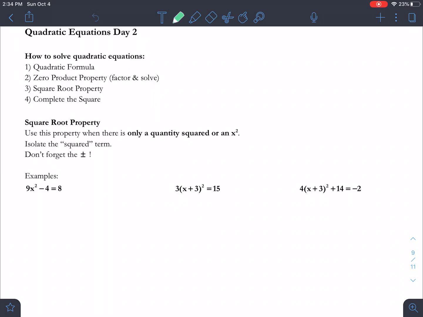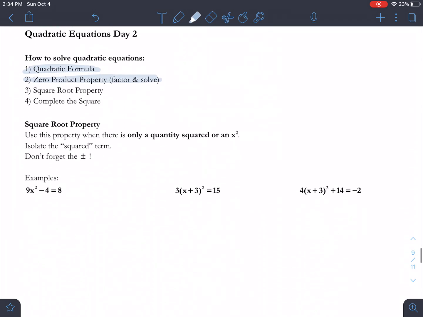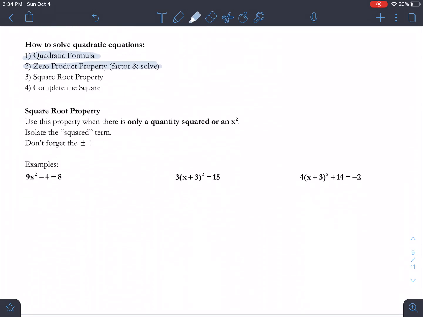Hey everyone, so today we're going to be working on Quadratics Day 2, last day of notes for Unit 3 here. And we're going to talk briefly about the ways we've solved quadratics before. So we used quadratic formula, we did the zero product property, that's right above here, that was factor and solve. Okay, and below we're going to do the square root property and completing the square.